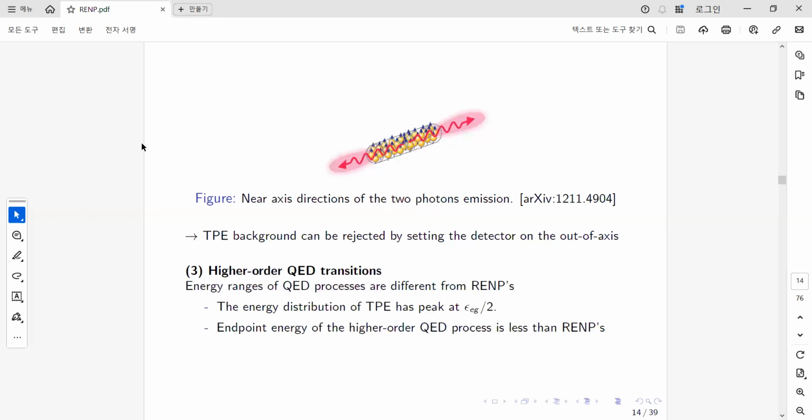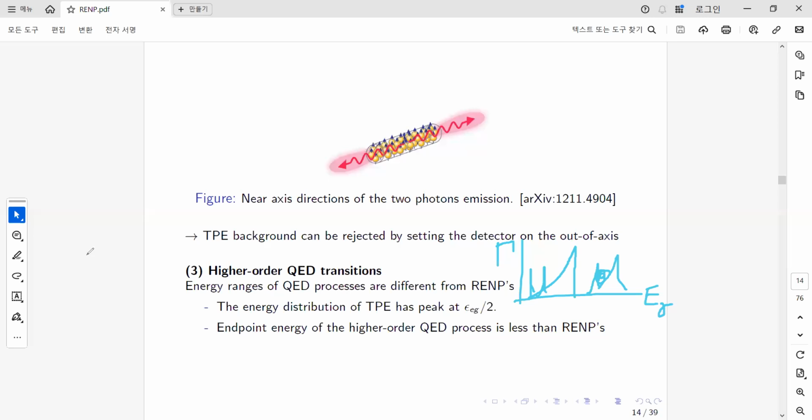And also there might be higher-order QED transitions, but the energy range of such higher-order QED processes is different from RENP. So, for example, we can plot the rate against the energy of the emitted photon. The RENP spectrum is like that, but the energy distribution for such higher-order QED transitions is quite different, like here. The endpoint of energy of the higher-order process is lower than RENP, so they almost occur here.